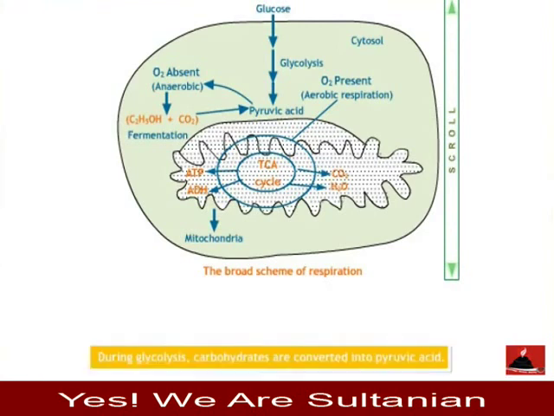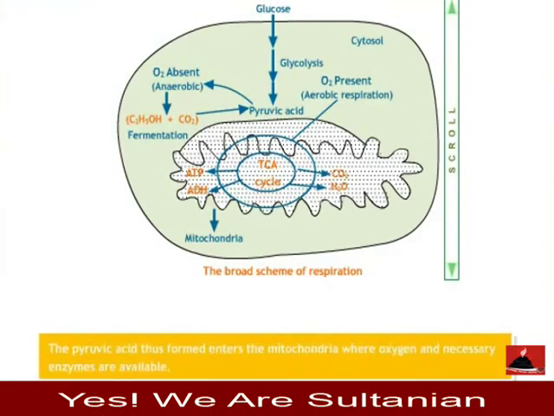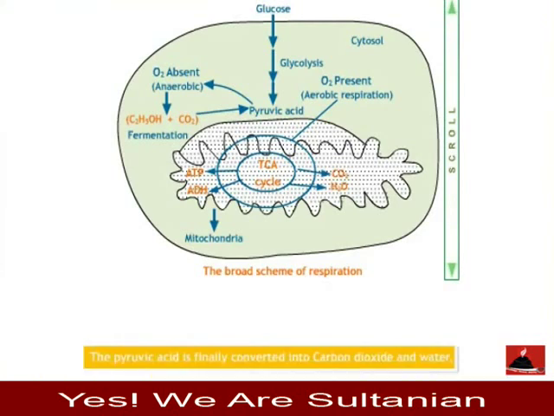During glycolysis, carbohydrates are converted into pyruvic acid. The pyruvic acid thus formed enters the mitochondria where oxygen and necessary enzymes are available. The pyruvic acid is finally converted into carbon dioxide and water. This sequence of events constitutes the Krebs cycle. The overall events of respiration are shown in these schematic representations.